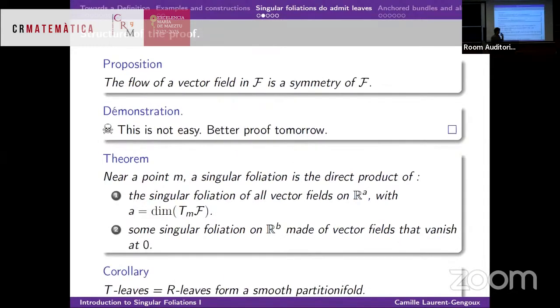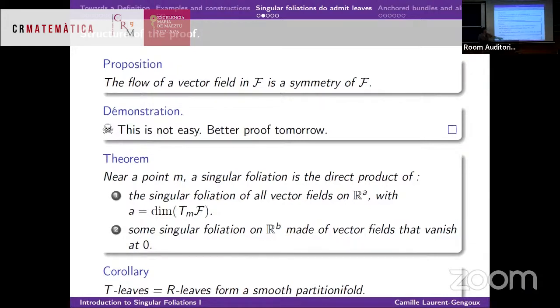An important point is that singular foliations as we have defined them indeed have leaves, and indeed induce a well-defined smooth partition of the manifold, whose leaves can be seen as all points you can reach starting from a point, what I call orbits, or as submanifolds whose tangent space is precisely obtained by taking the tangent space of F, which means the subspace you get by evaluating at that point all vector fields in F.